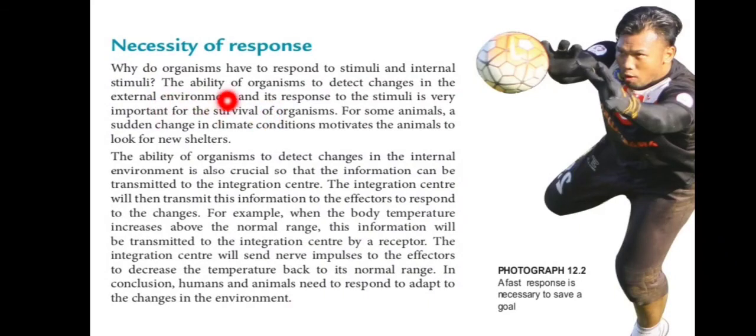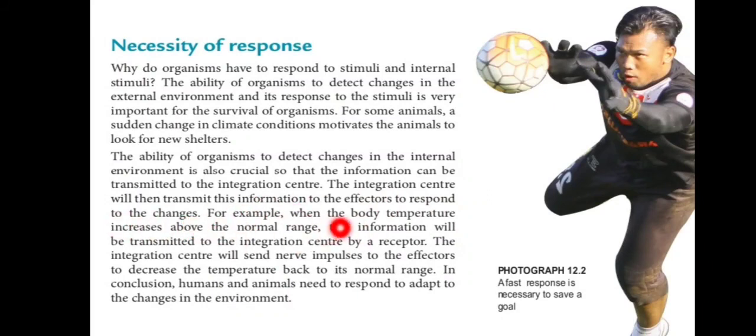Okay. The ability of organism to detect changes in the external environment and its response to the stimuli is very important for our survival, for the survival of the organism. Okay, for some animals, a sudden change in climate condition motivates the animal to look for new shelters. The ability of organism to detect changes in the internal environment is also crucial so that the information can be transmitted to the integration center. Okay, the integration center will then transmit this information to the effectors to respond to the changes.